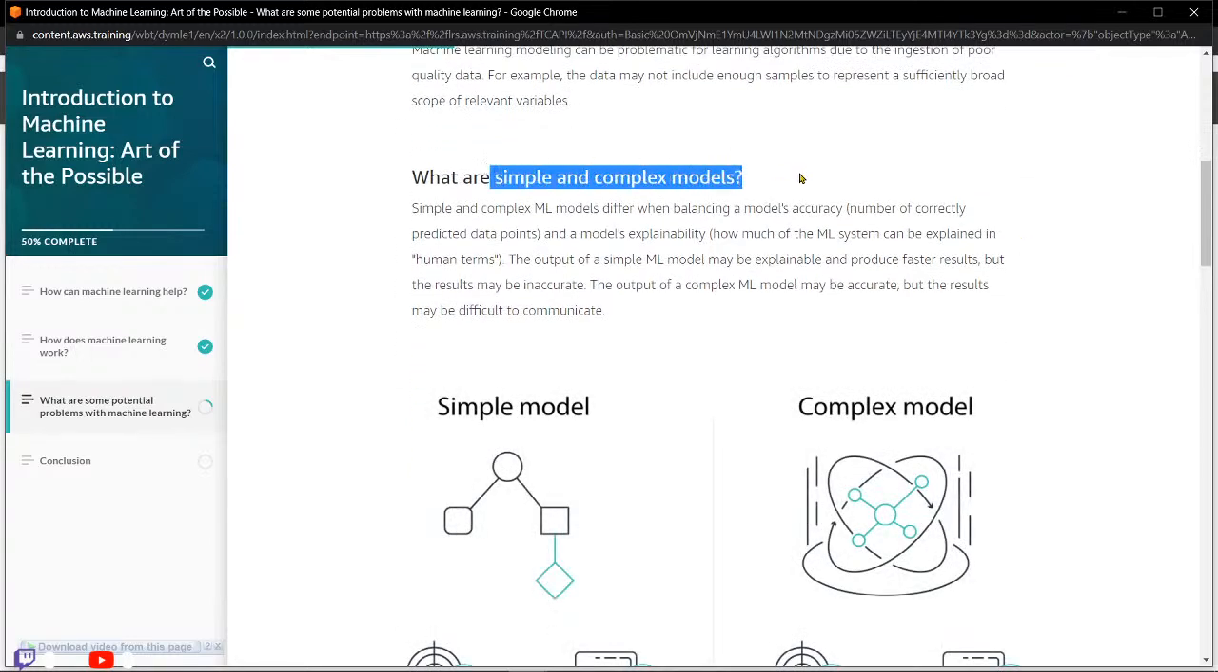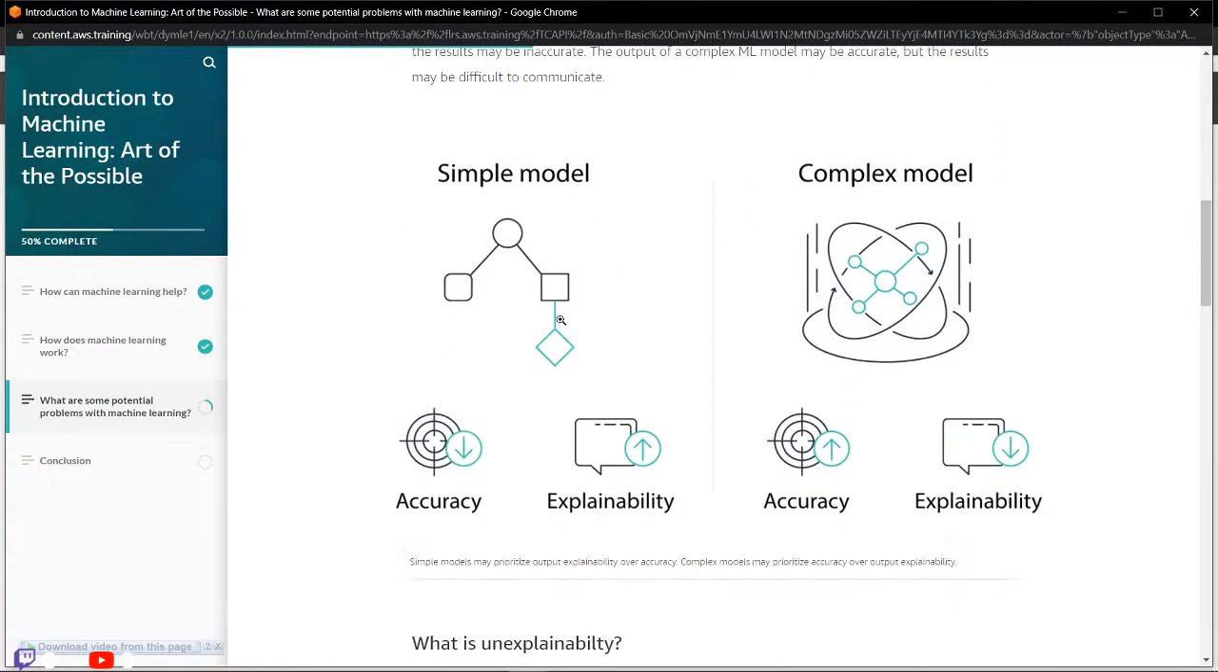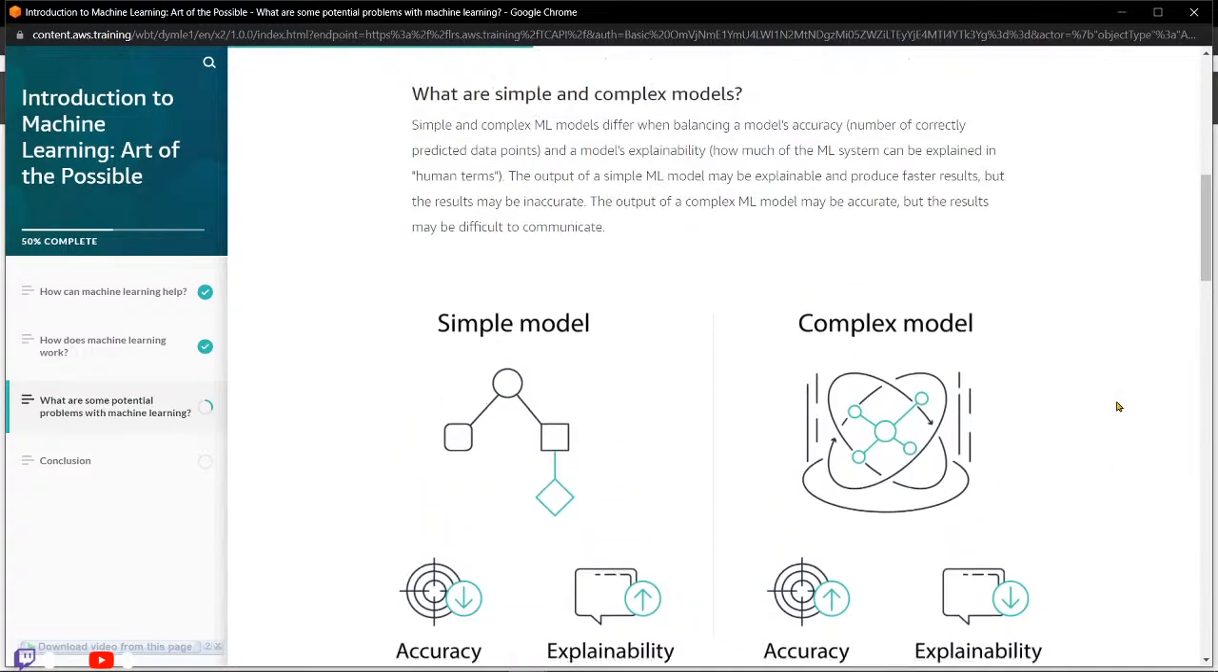What are simple and complex models? The complex model has a high accuracy rate but low explainability. The simple model has lower accuracy. A simple model may prioritize output actionability over accuracy. A complex model may prioritize accuracy over actionability.